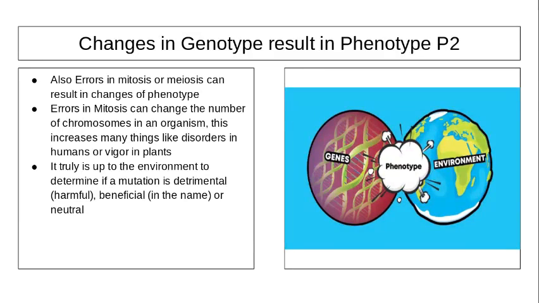Changes in the genotype result in phenotype, part 2. Also, errors in mitosis and meiosis can result in changes of phenotype. Errors in mitosis can change the number of chromosomes in an organism. This causes many things, like disorders in humans or vigor in plants. It truly is up to the environment to determine if a mutation is detrimental, which means harmful, or beneficial, or neutral.